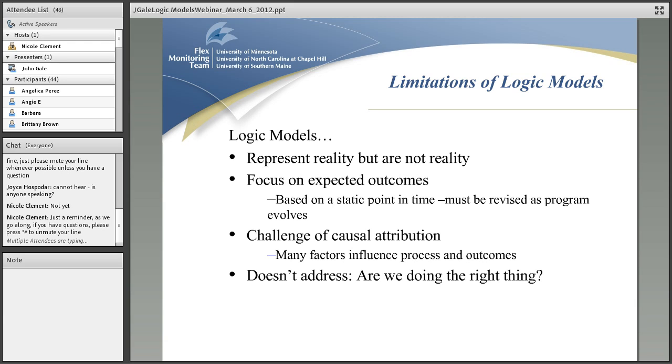Limitations. They represent reality but aren't reality themselves, so they're a very concise model. Doesn't cover all the bases. It really can't cover all the bases and have it serve as an important tool. It's a focus on expected outcomes, and this is based on a static point in time, and it really has to be revised as the program evolves and outside issues and outside factors come to play on the performance of CAHs.